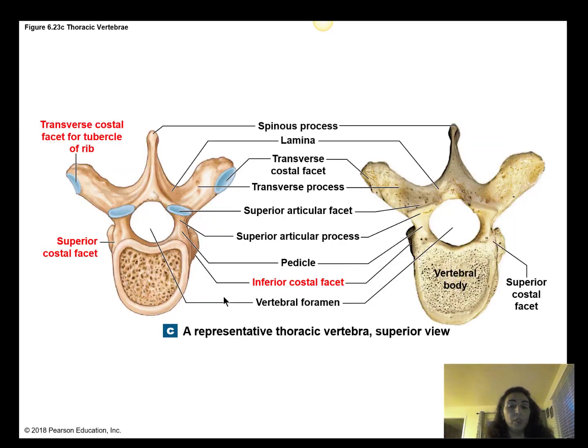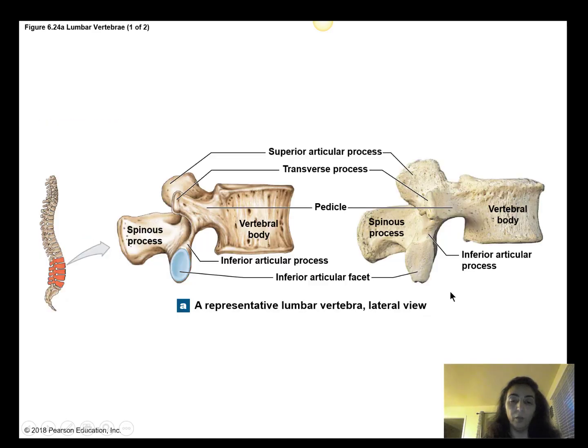So here you see that from the superior view, again you have all those facets for the superior articular facet here, and also for that transverse costal facet. And the inferior costal facet is located here, and superior costal facet located here. So besides that, you see that we have transverse process, we have a spinous process, we have vertebral foramen, and we have the body and all the other things that each typical vertebra has. So that was regarding the thoracic vertebra.